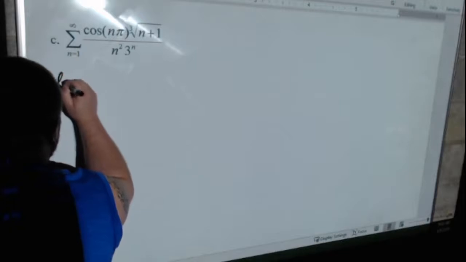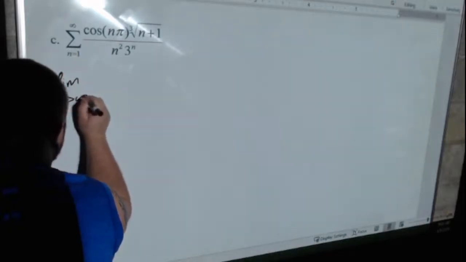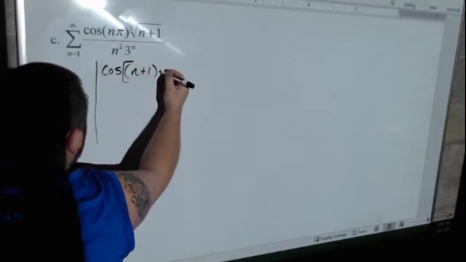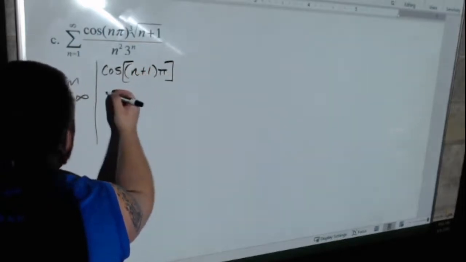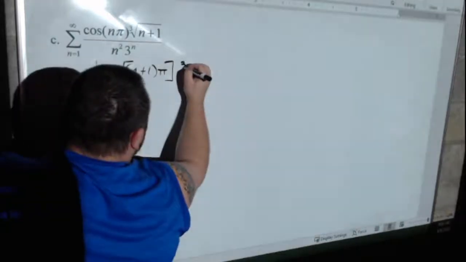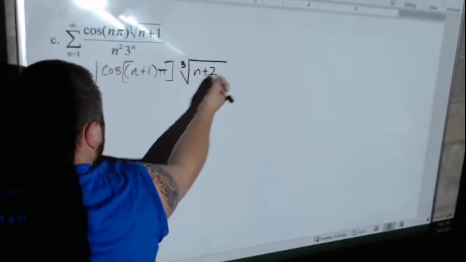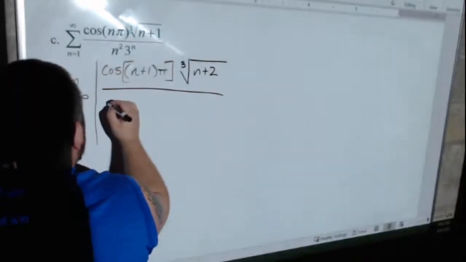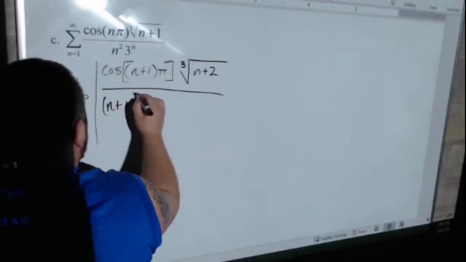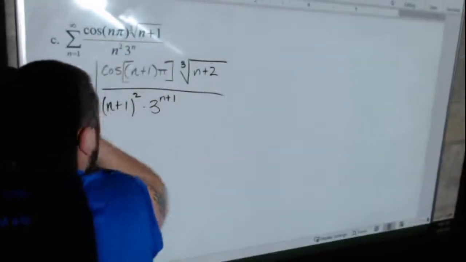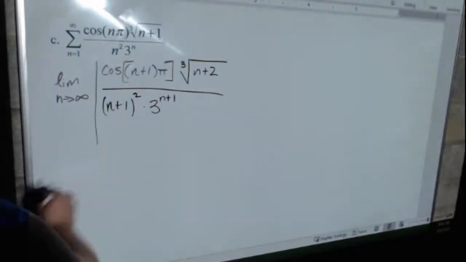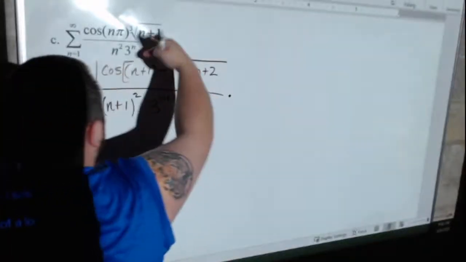So again, limit n approaches infinity, absolute value. Everywhere I see an n, make it an n plus 1. This is n plus 1 already, so it becomes n plus 2 in there. And then multiply by the reciprocal of the original.